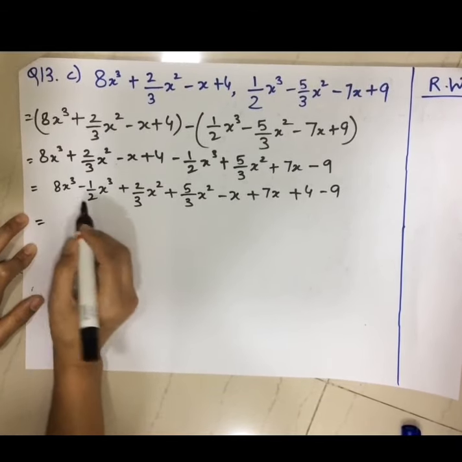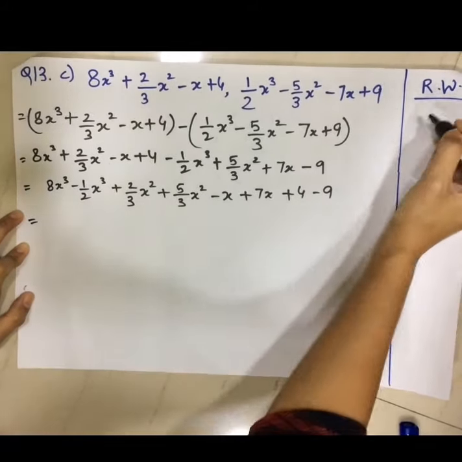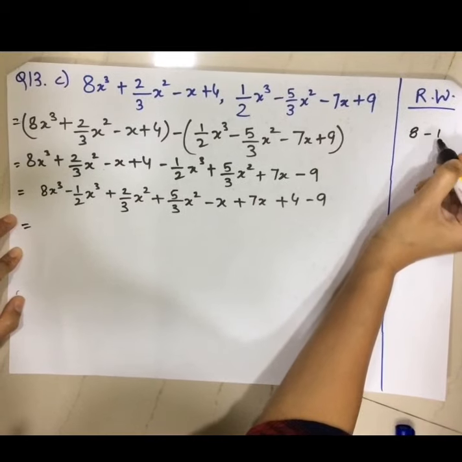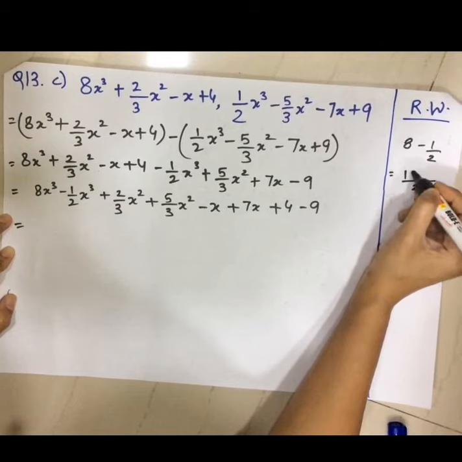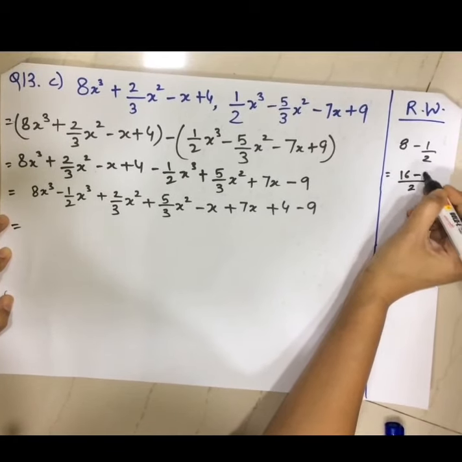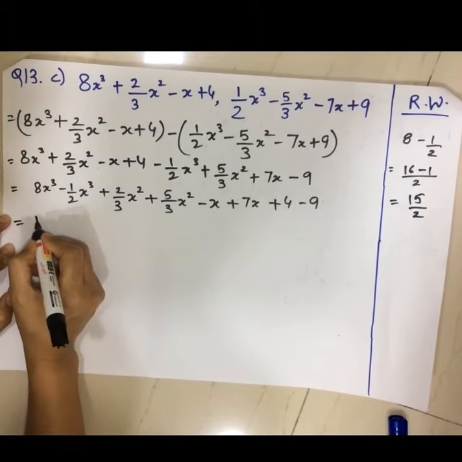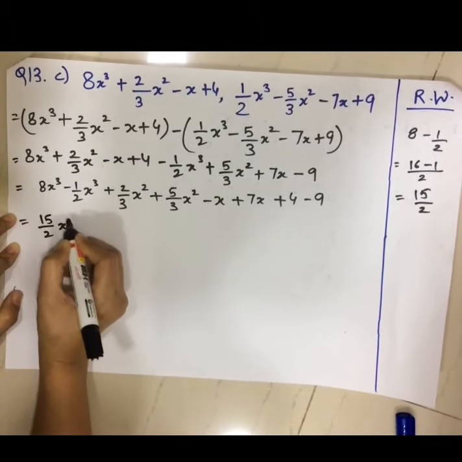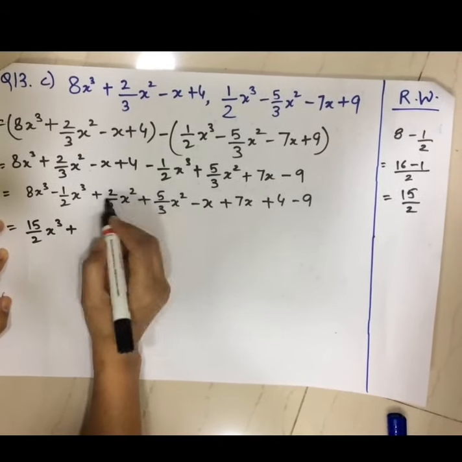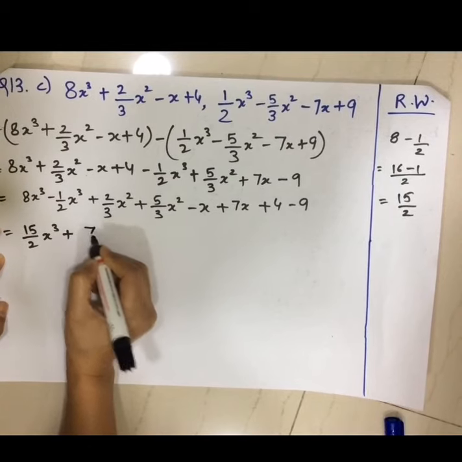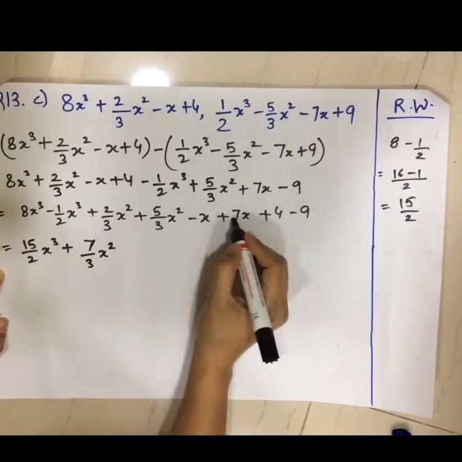So now we have to solve this, 8 minus 1 by 2. This I am going to do in the rough work. It is 8 minus 1 by 2. So we take the LCM, which is 2, 16 minus 1, which is 15 by 2. So we get here 15 by 2x cube plus, the denominator of the next is the same, so we can directly add. 2 plus 5 gives us 7, 7 by 3x square, then minus x and plus 7x.